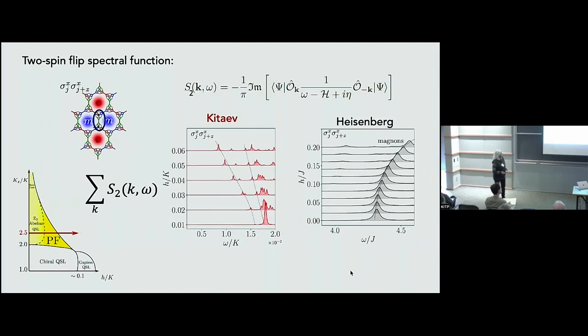So it has, first of all, instead of one peak, it has now several peaks. So I just want to clarify, I'm not looking at a single spin flip now. I'm looking at two spin flips. So now the Kitaev has a bunch of peaks. So that's telling us that it's fractionalized.